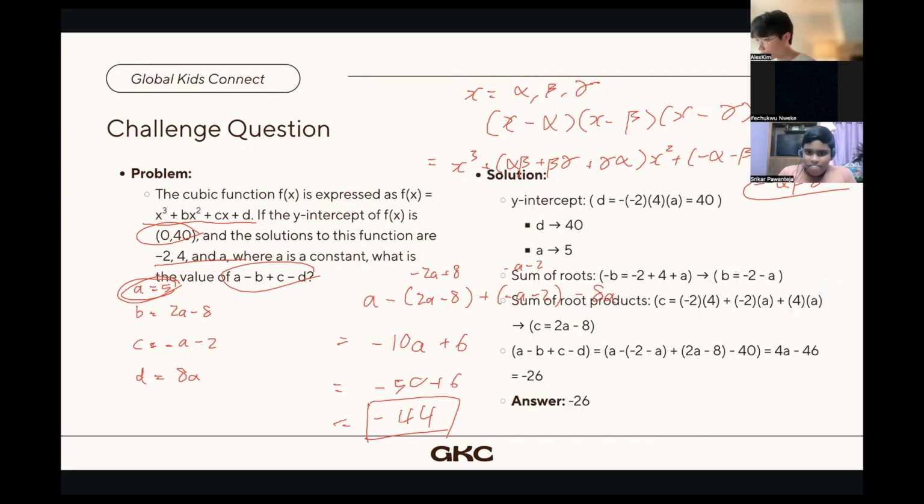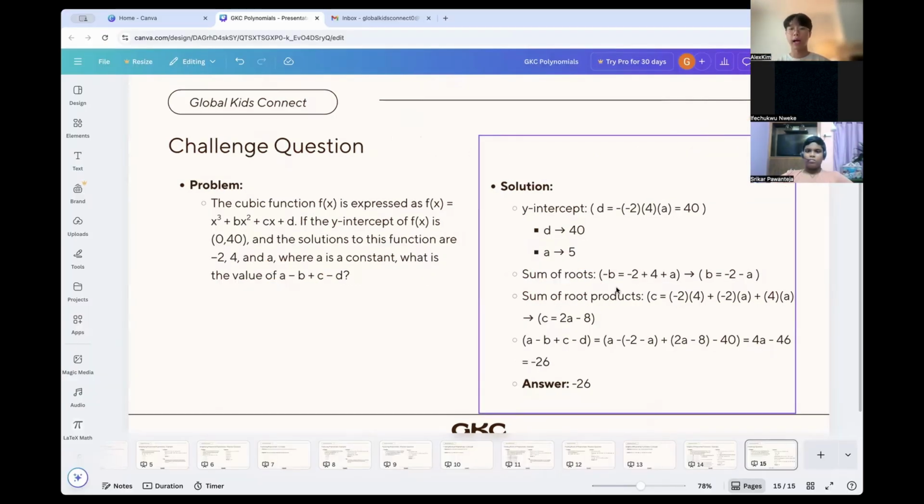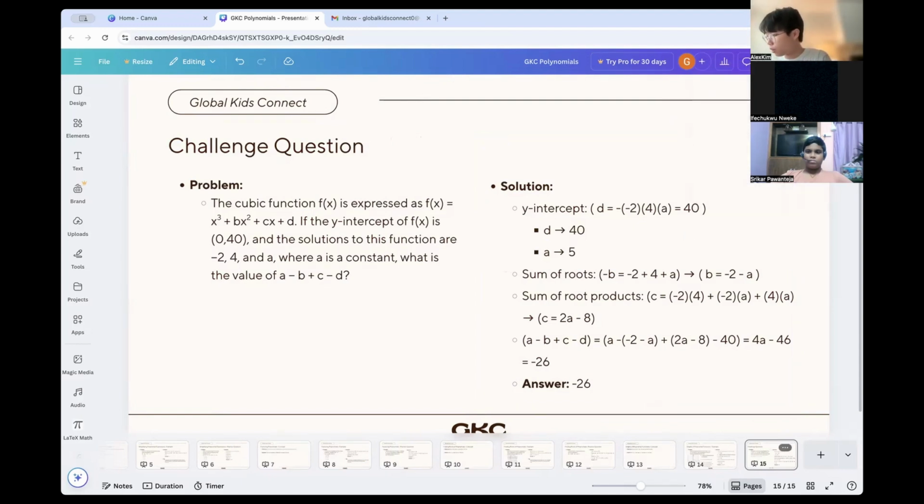Let me just check the solution I wrote previously. Our b value, or the re-expression of b, was negative 2 minus 8, because of the solution that we did beforehand. Okay, why is this not working? Oh my goodness, okay. I'll try to find a solution for that. So our expressions for b and c were mixed up. So it's the other way around.